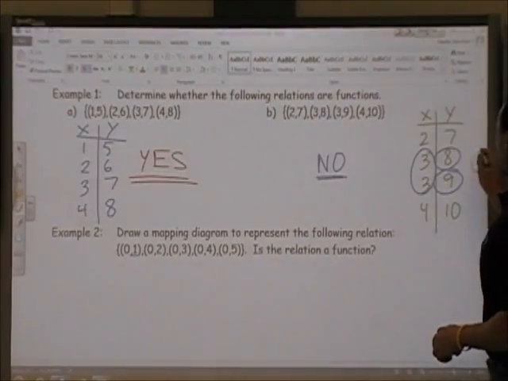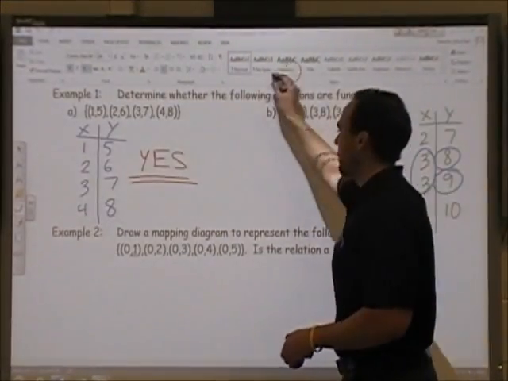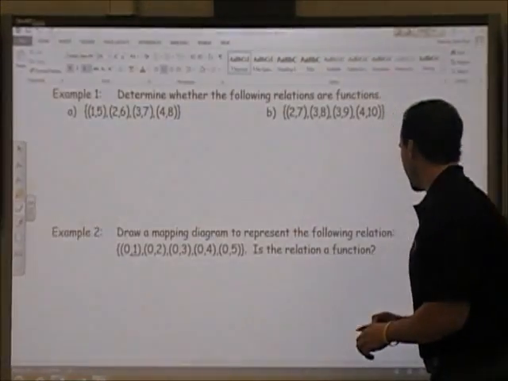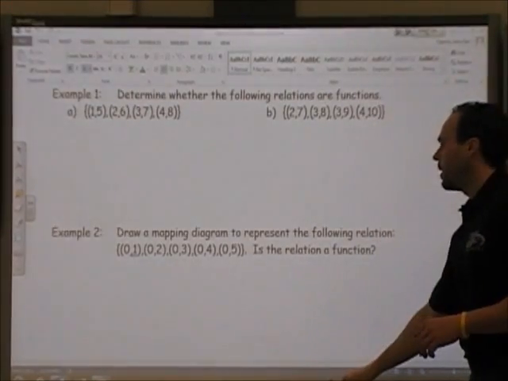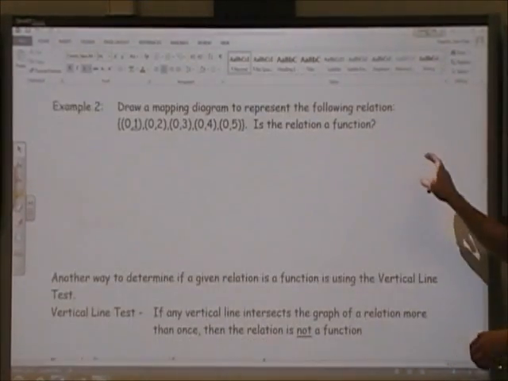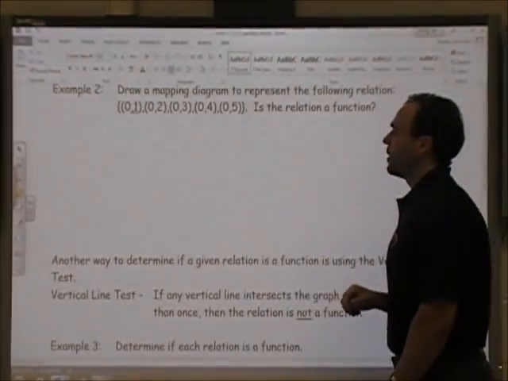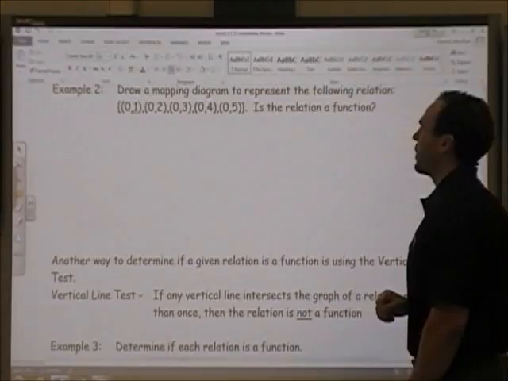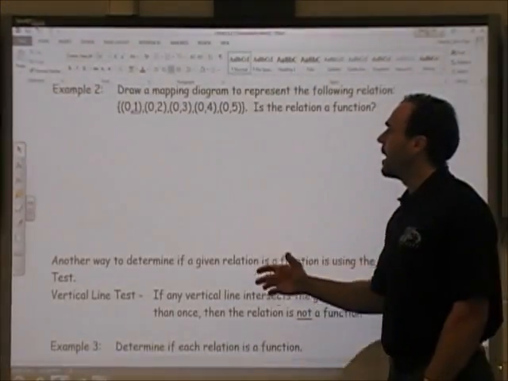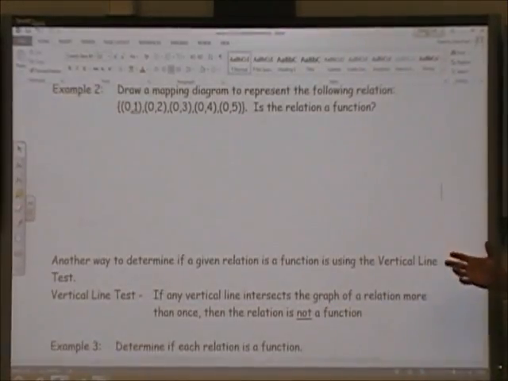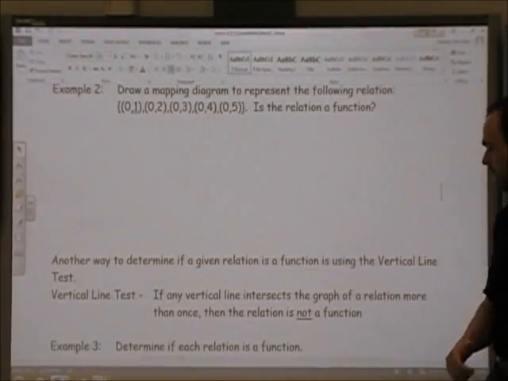And let's take a look at example 2. Example 2 asks us to draw a mapping diagram to represent the following relationship. This relationship again has a set of ordered pairs, and there are 5 ordered pairs in this set. It's asking me to first draw a mapping diagram, and after I have drawn it, answer the question, is this relationship a function or not?